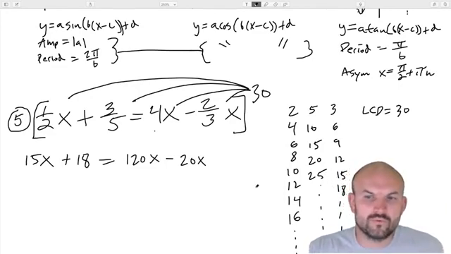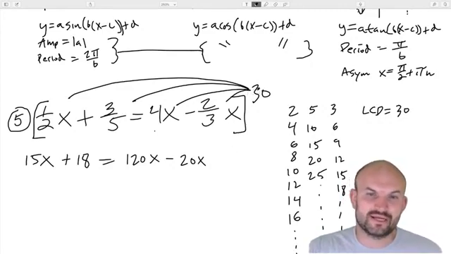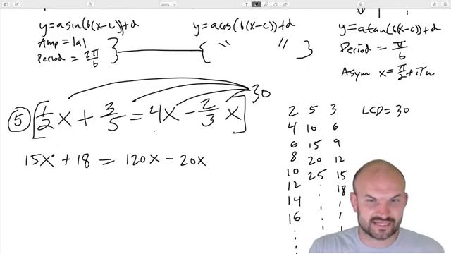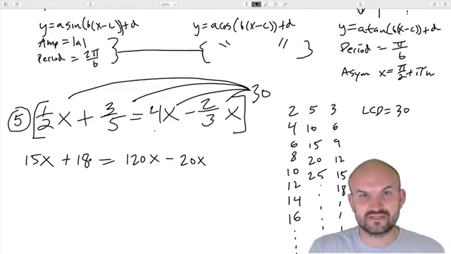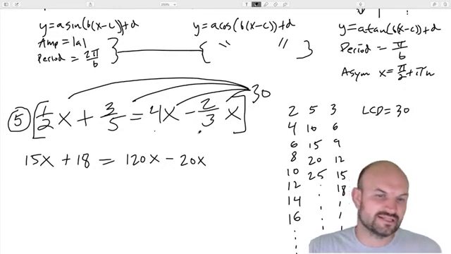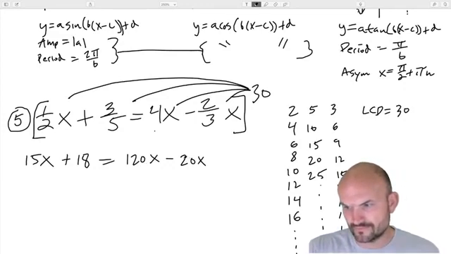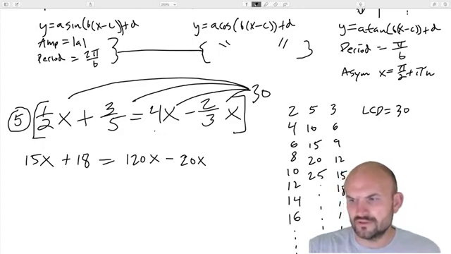So what I did is I just multiplied them, and that gave me 30. Then again, just like I talked about the distributive property, I'm going to take 30 and multiply it times every single term. And so 30 times 1/2 x is 15x. 30 times 3/5 is 18. 30 times 4x is 120x. And 30 times negative 2/3 is going to be a negative 20x. Okay.